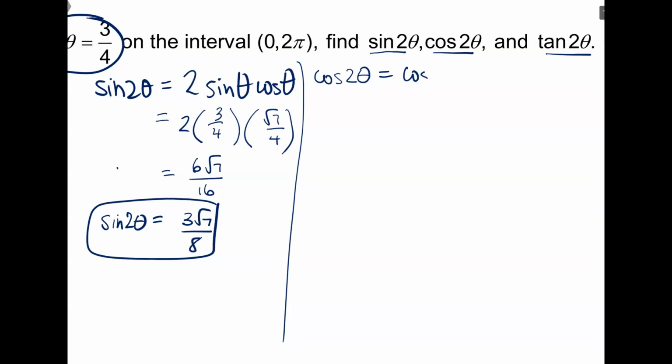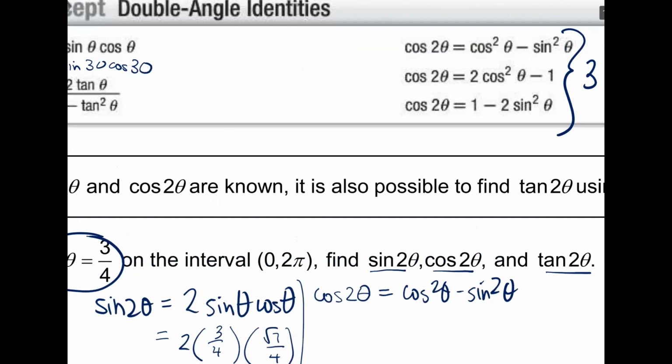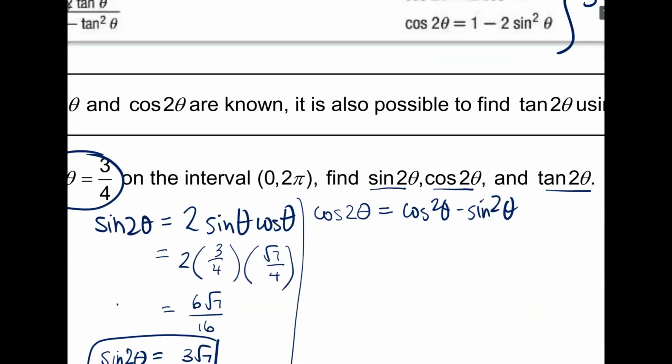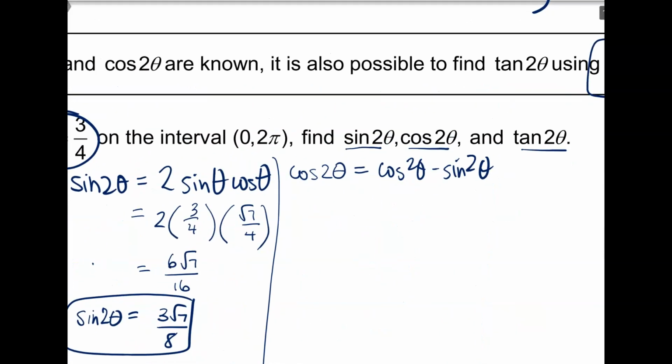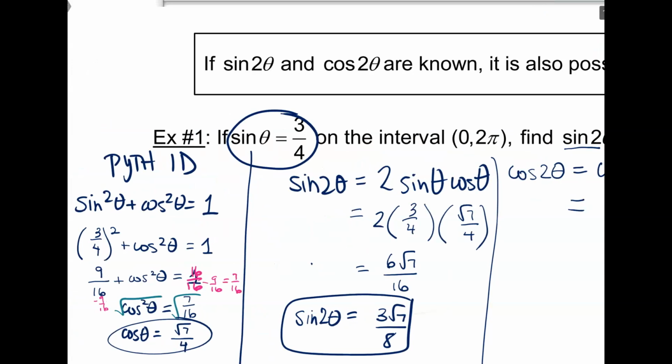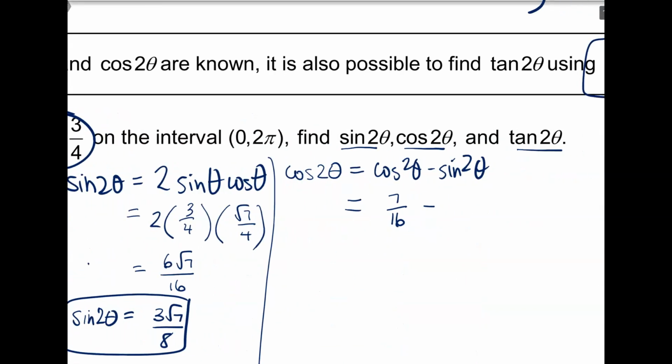All right, cosine squared theta minus sine squared theta. That's the first one up here. It just says we already have it squared, so might as well. Cosine squared is going to be 7/16, subtracting sine squared, which is 9/16. It's going to be negative 2/16. So that means cosine of my double angle is going to be negative 1/8.